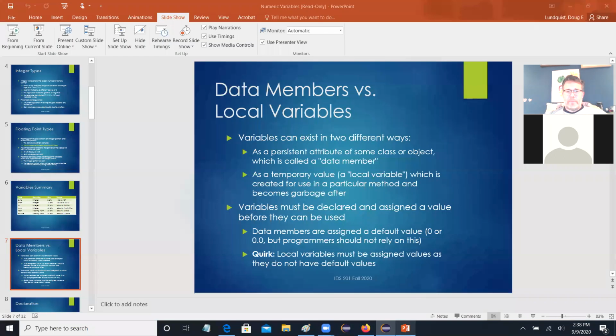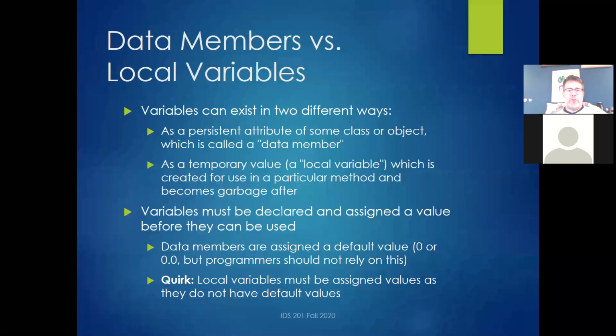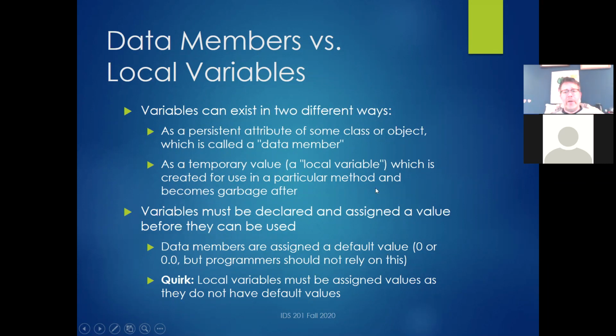So variables exist in two different ways. You can have persistent ones that are data fields, which last as long as the object exists, or if it's a class variable, as long as the class is in the program, which it always will be, so that data is always there. If it only exists in a method, like the parameters we saw, then it's a temporary value. It only exists while the method runs. Once the method is done, it gets thrown away.